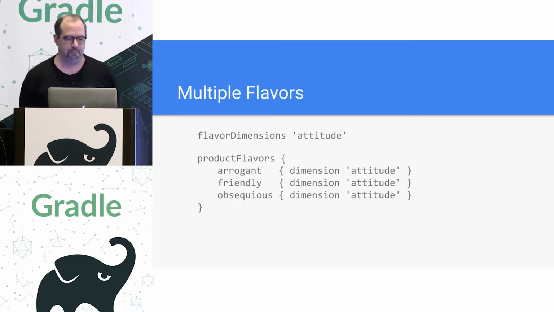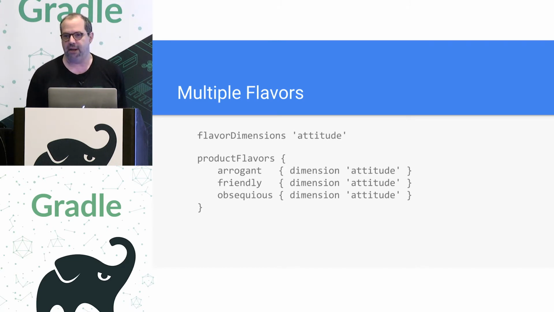So here, for example, is what it looks like now. It used to be that I didn't have to put the flavor dimensions command in there at all, but if you're going to use flavors at all, now you have to pick a name for it, and then inside each of the product flavors elements, you have to specify which dimension that's a part of.